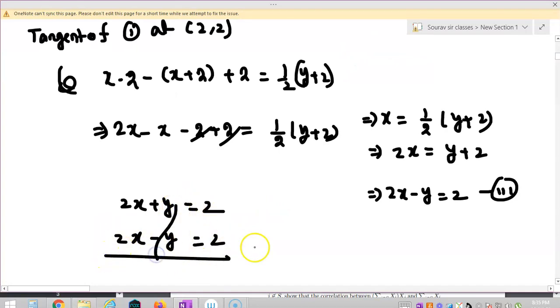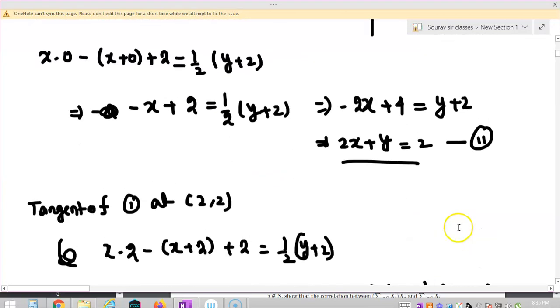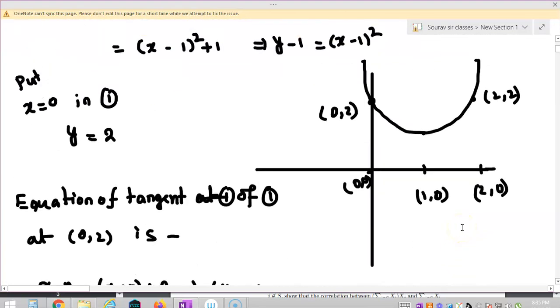So 4x is equal to 4, which implies x is equal to 1. So the value of x is equal to 1, and then the value of y is equal to 0. So these two tangents intersect at (1, 0). So now we know that the tangents will intersect at (1, 0).